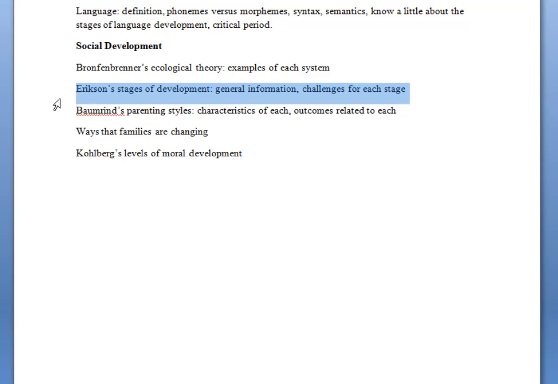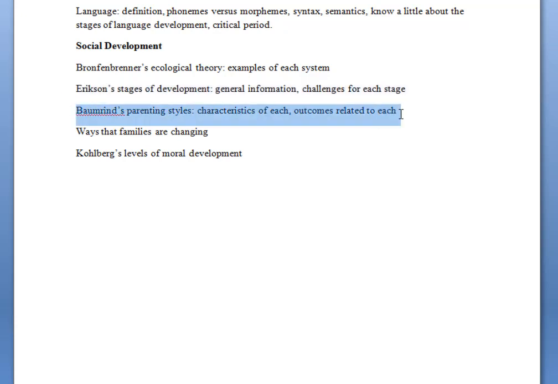And then we talked about Baumrind's parenting styles. We talked specifically about how you have two main parenting components, what you do with discipline and structure and what you do with love and affection, and that you can combine those into 4 basic parenting styles. So neglectful parenting would be low on both structure and affection.